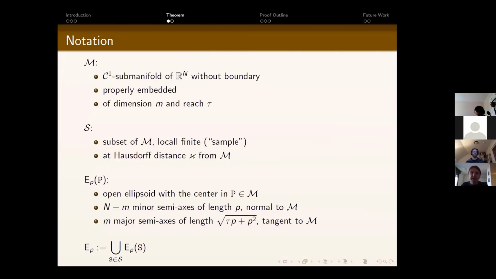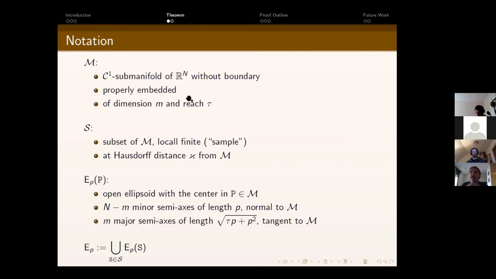And here's our setting. It will be a more general one than the one in Niyogi, Smale and Weinberger, because a lot of things can simply be done more generally. We don't need a smooth, so C-infinity submanifolds of R^n. We just need C1 to have a notion of tangent spaces. Furthermore, the manifold still needs to be without boundary, but it doesn't have to be compact without boundary, actually. It just needs to be properly embedded.